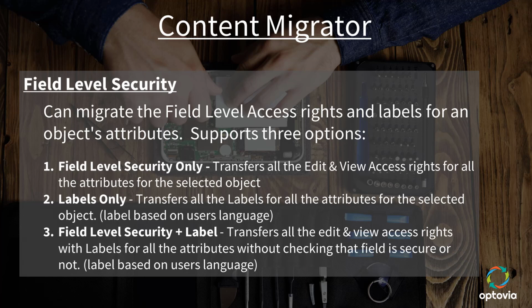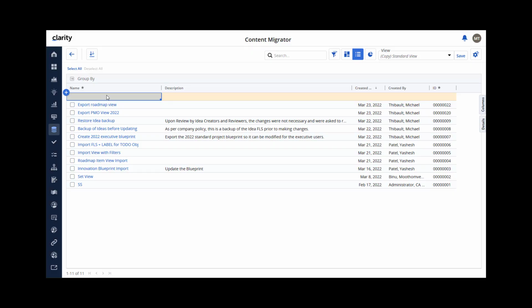And field security plus label transfers all the edit and view access rights with labels for all the attributes without checking that a field is secure or not. So let's export some field level security. In this case, we're going to export our security related to our idea object.